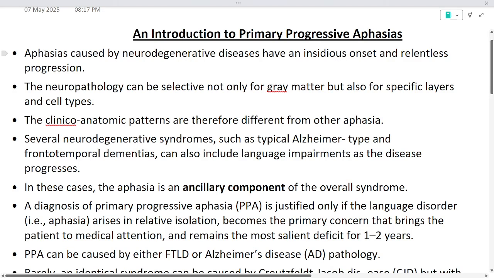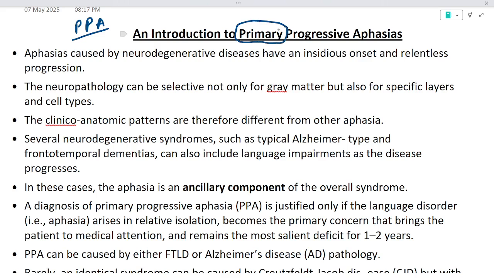Alright, in this video we will be discussing primary progressive aphasia, also known as PPA. Primary progressive aphasia, why is it primary? It is primary because the underlying condition in which this kind of aphasia develops, the first symptom of that underlying disorder is usually aphasia in itself, right? That is why it is called primary.